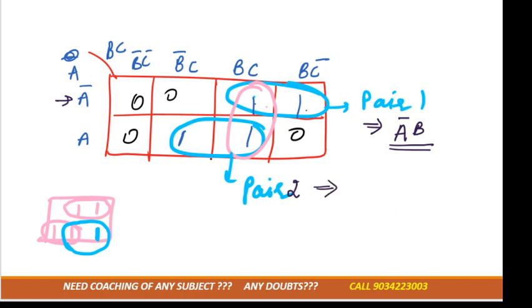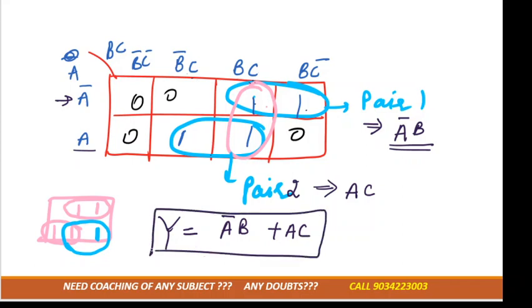Similarly, tell me the expression for pair 2. If you see from the left side, what is common? A is common. Now from this, what is common? C is common, right? So its answer is C. So what is the final expression? Final answer for this is A bar B plus AC, as it is in the SOP form. That's why. Understood?